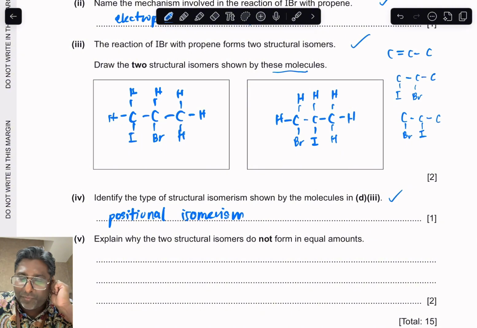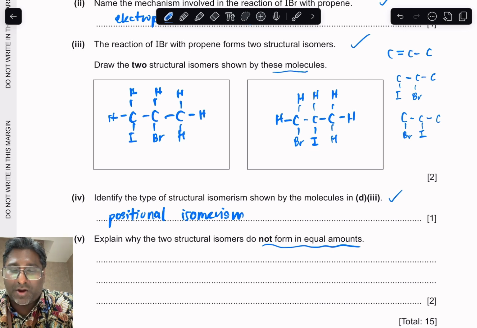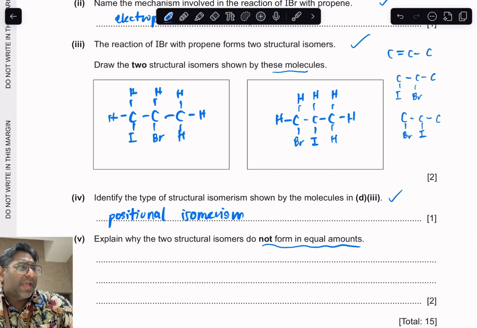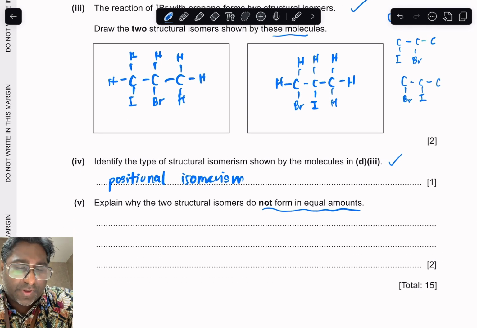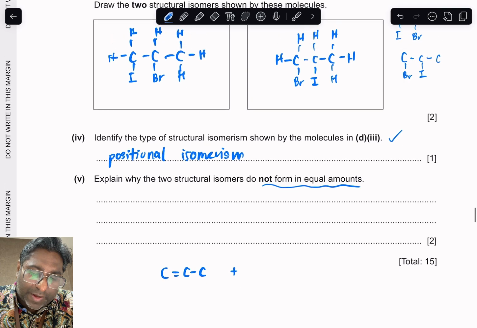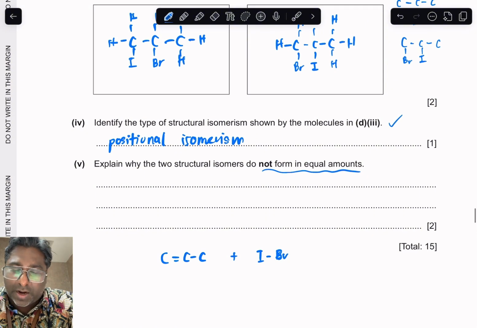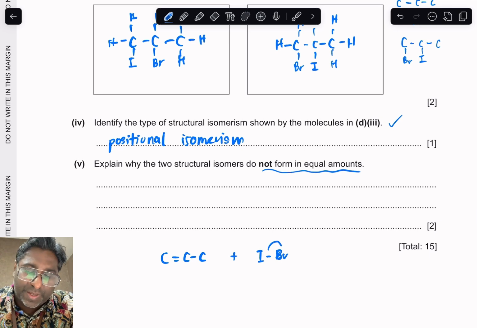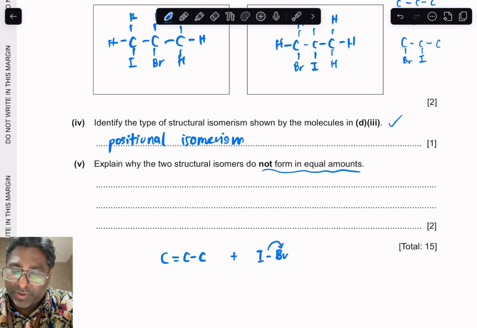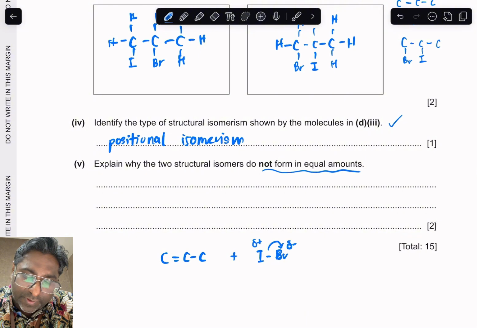Now explain why the two structural isomers do not form in equal amounts. They do not form in equal amounts because we need to look at the formation of the carbocation. When I react with IBr, iodine and Br, the more electronegative element is the one that can attract the electrons the most, which is Br. Iodine is lower in the group, so it has more shells and cannot attract the electrons to itself. So Br will be delta negative and I will be delta positive.